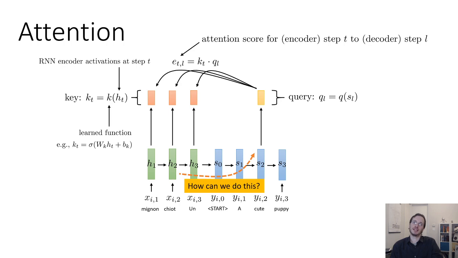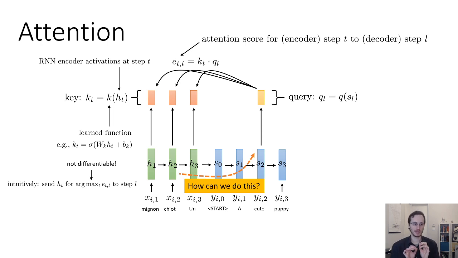So we can call this an attention score for the encoder step T going to the decoder step L. Every decoder step L will have different attention scores because it has different queries. Intuitively, we want to send the HT to the decoder at time step L for which ET comma L is maximized. So we're going to find the argmax with respect to T of ET comma L, and we'll send the corresponding HT to the decoder at time step L.